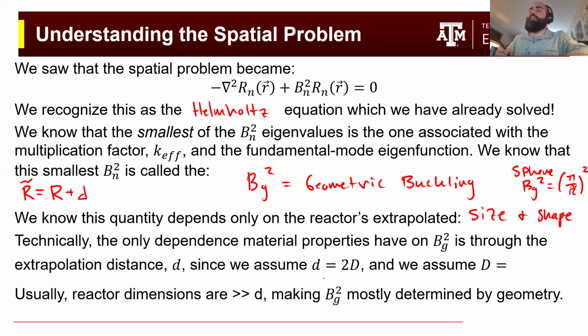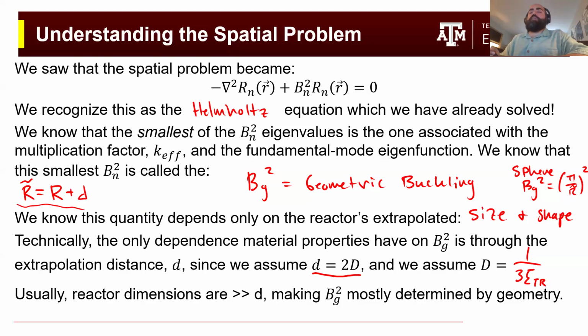We've taken from transport theory that the extrapolation distance is about 2 times the diffusion coefficient. And we've been assuming that the diffusion coefficient is 1 over 3 times sigma transport, or sigma t if you don't know information about sigma transport, but 1 over 3 sigma transport is the more accurate way to define it. And so sigma transport is a material property, and it's inside of the diffusion coefficient, which means it's inside of the extrapolation distance, which means technically it's inside of our extrapolated dimensions.